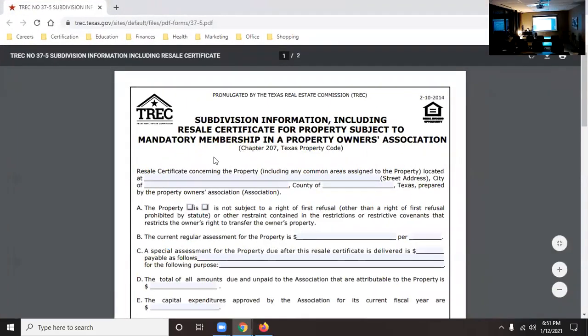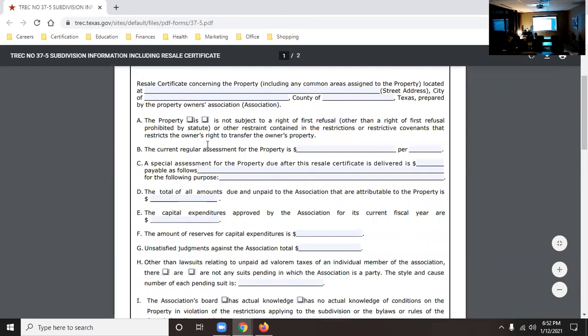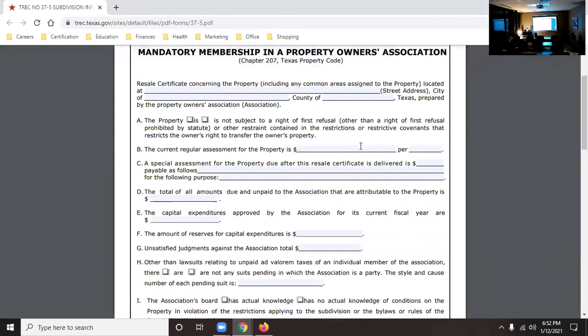Again, it looks like this. Again, you would fill in the street address, and again, it is prepared by the association. It will say whether the property is or is not going to have a first right of refusal. What is their regular assessment of the property? So what is the current assessment?